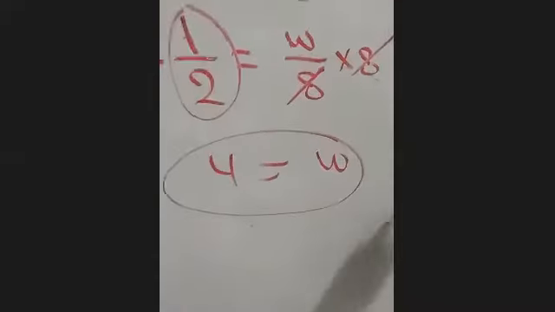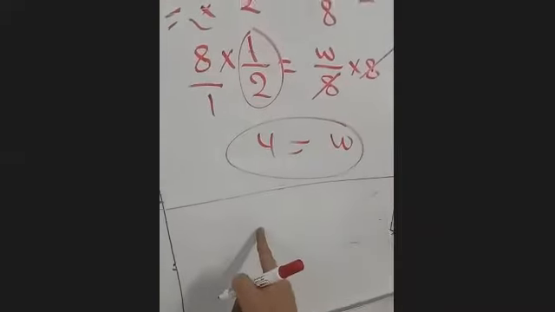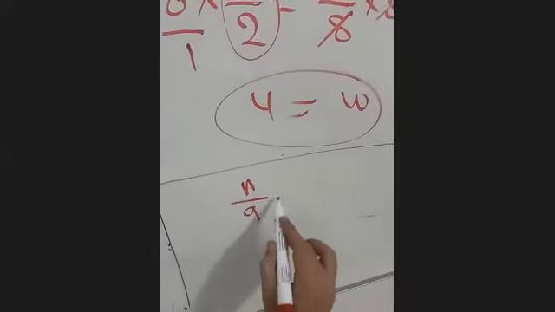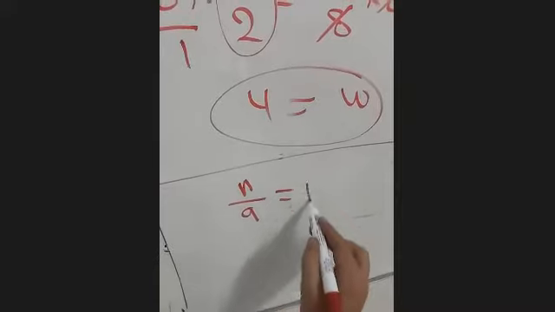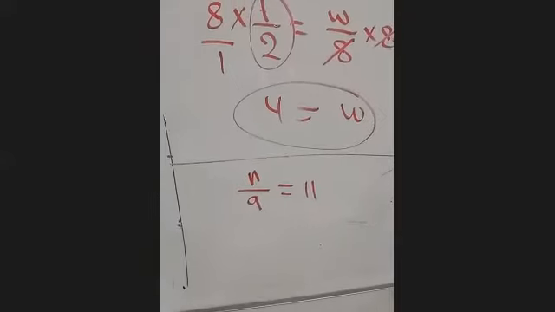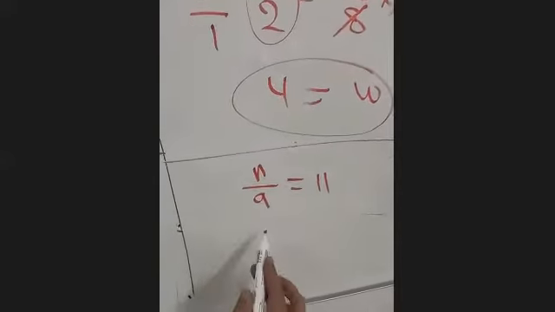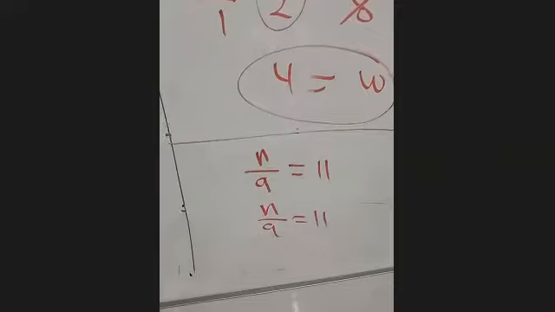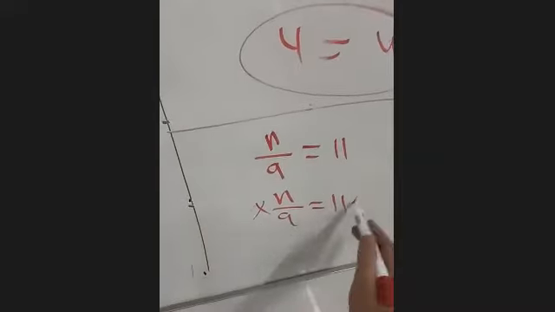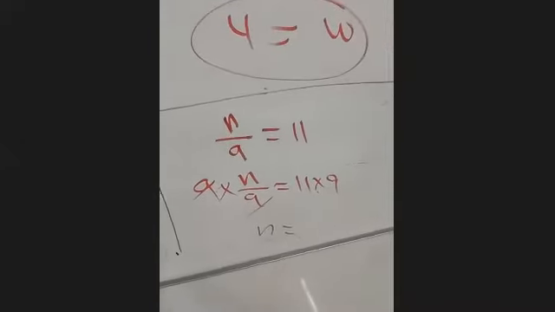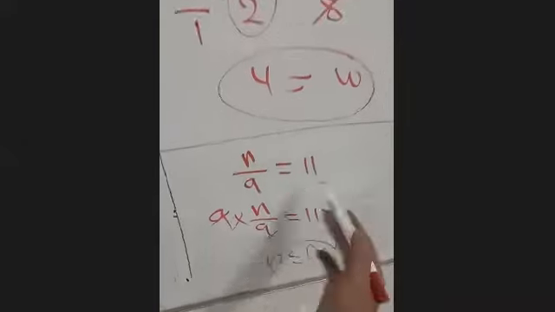Look here, another example. Look here. Focus. Okay. N over 9 equals 11. How do we solve this equation? Yes, let's think, we will rewrite the equation. Then we will multiply 9 on both sides. How much is 11 times 9? 99. Do you understand?